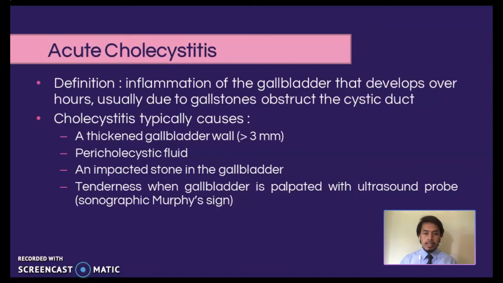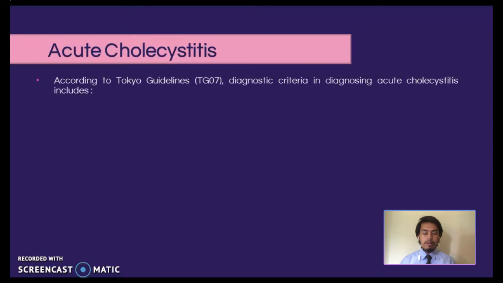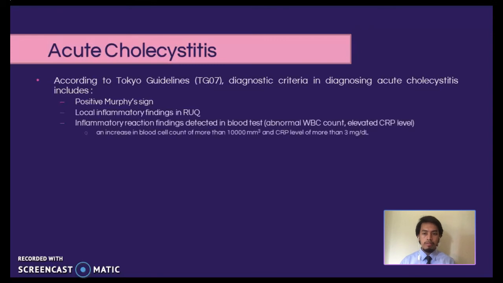Next, the discussion by the Tokyo Guidelines Revision Committee concluded that acute cholecystitis should be suspected when the Murphy sign and local inflammatory findings in the gallbladder, such as right upper quadrant pain, are present. Also, the diagnosis can be made if the following findings are present: an abnormal white blood cell count and an elevated CRP level. This condition relates to the inflammation and infection happening in this patient's body.